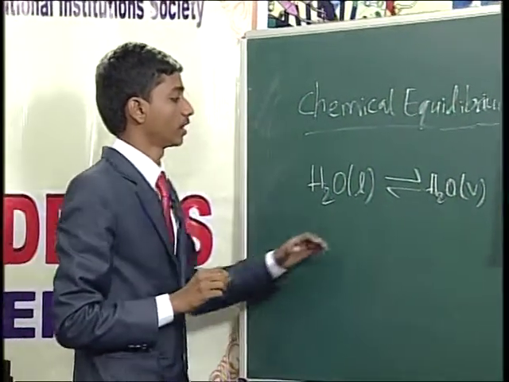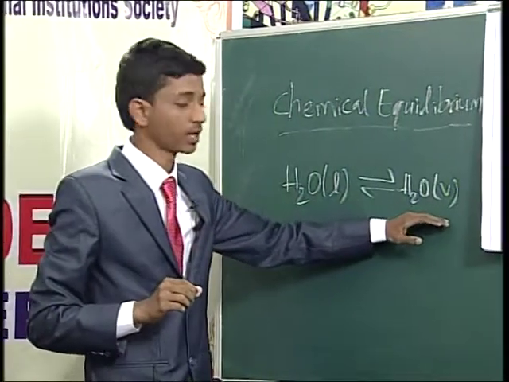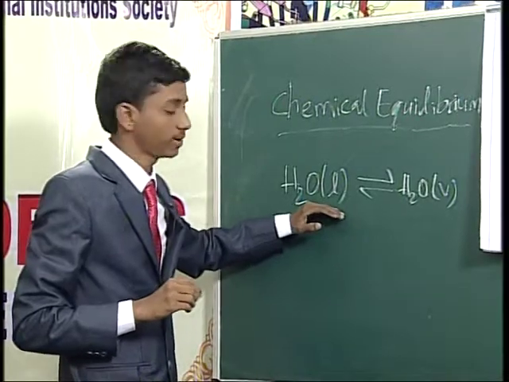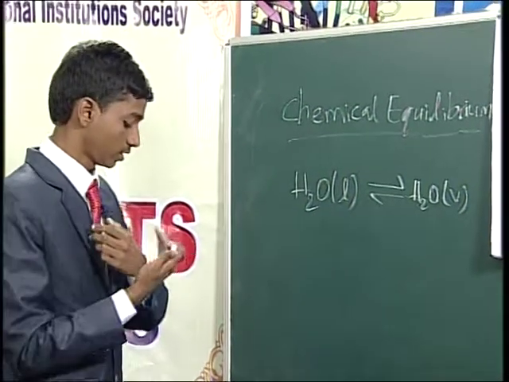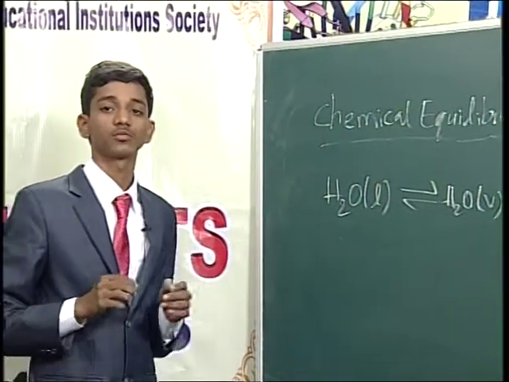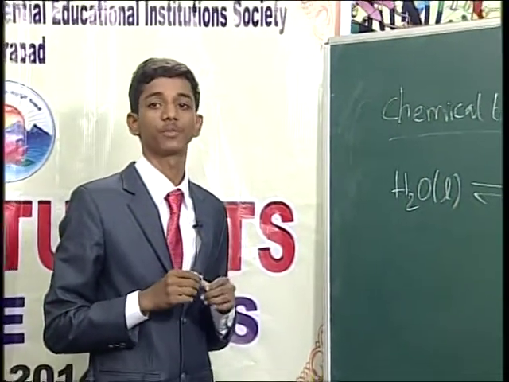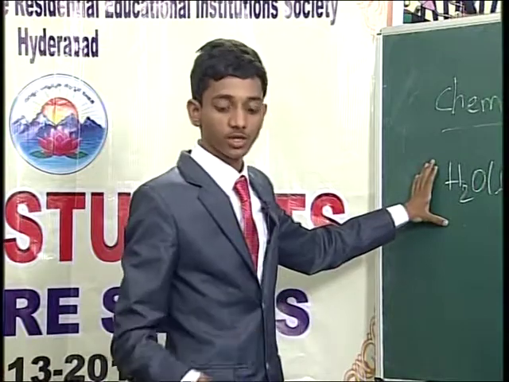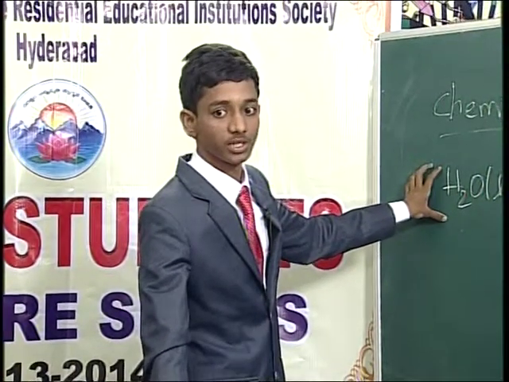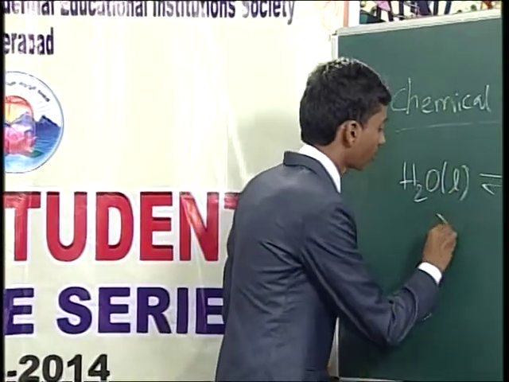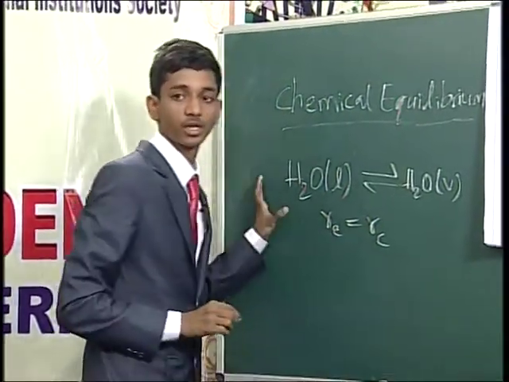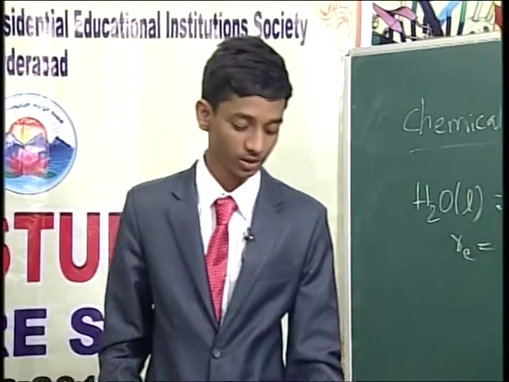Right? And again, when the intensity of the vapor phase, the pressure, increases, it again condenses to form liquid phase. And at this stage, we can say that the system has reached equilibrium, because the rate of evaporation is equal to the rate of condensation.